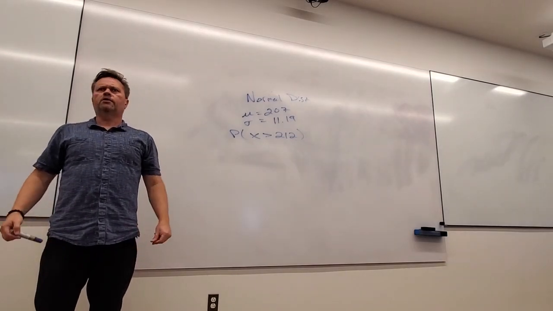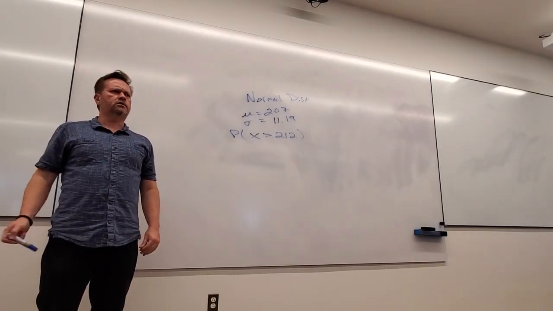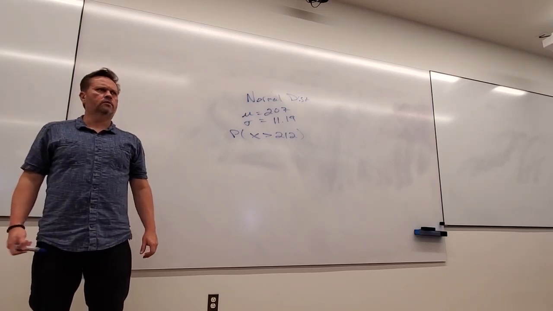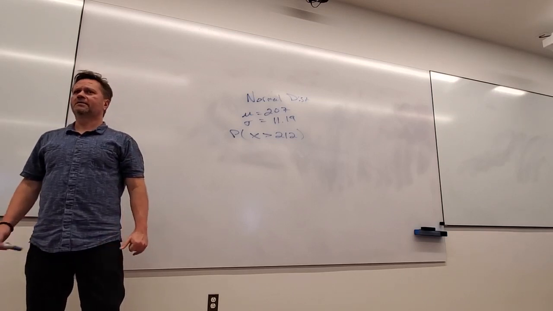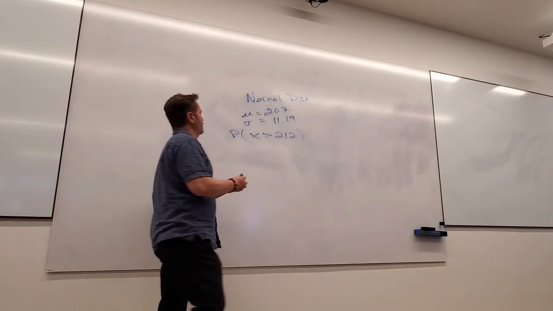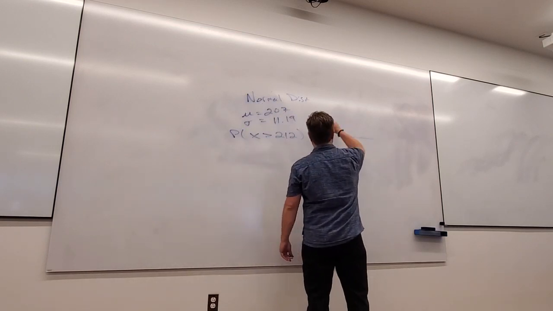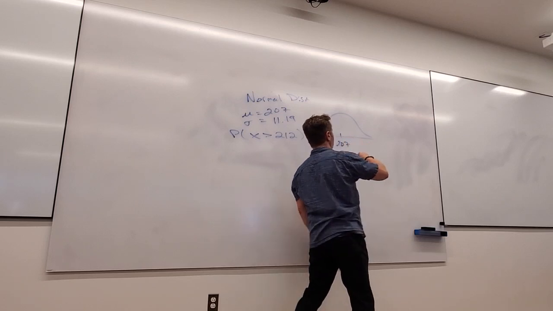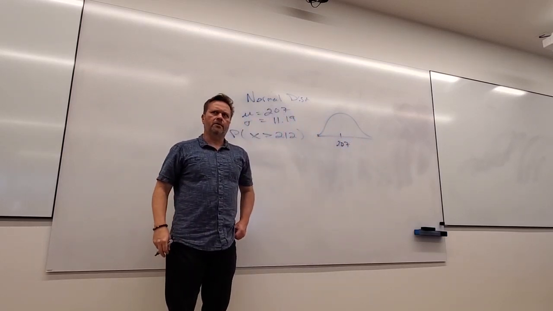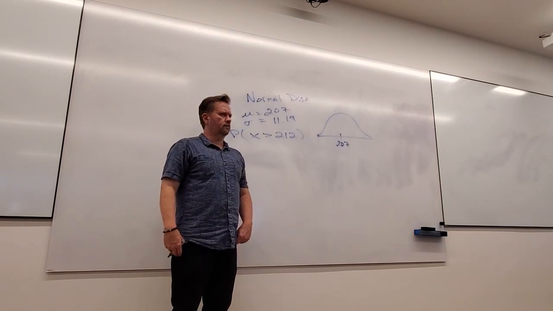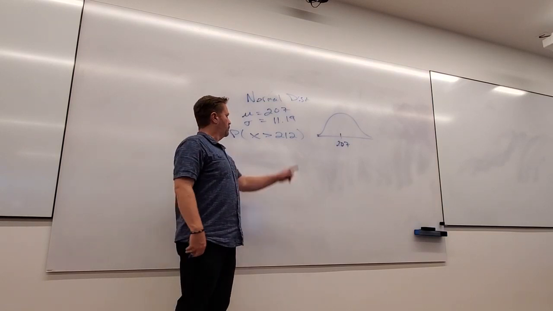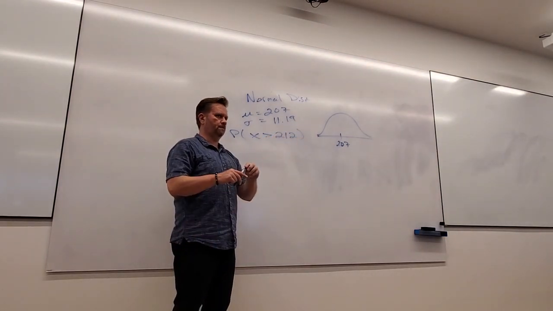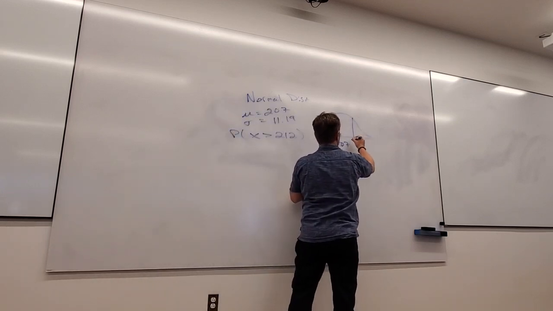So, can you draw the problem? I told you it's normal, so what's it look like? Bell curve. I love it. What goes in the middle? 207. What else do I put up on there? Yeah, put 212. And where's 212? I don't have to do two standard deviations. That way. Yeah, 212. And you're shading to the right.